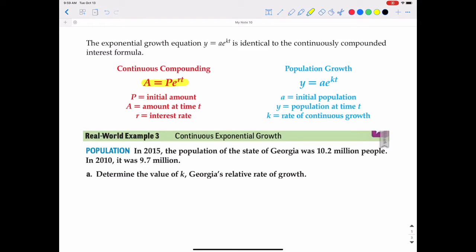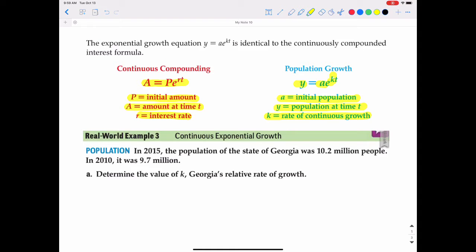The population growth formula also uses e, but notice that instead of principal or initial amount, we deal with A being the initial population. Capital A is still the ending amount in the compounding formula, but here they use a y instead. r is the interest rate, but k is referred to as the rate of continuous growth, but it's still going to be a percentage that you change to a decimal. And t still represents time.